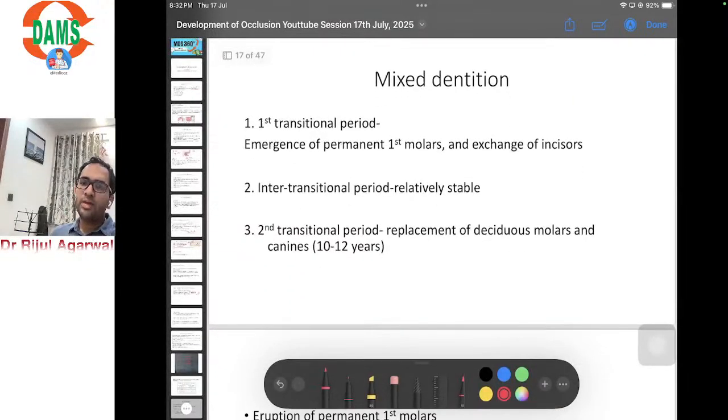Moving towards the mixed dentition stage. As I told you before as well, mixed dentition is divided into 3 stages: first transitional period, inter-transitional period, and second transitional period. The first transition starts from the emergence of the first molars and the exchange of incisors. The inter-transitional period is a relatively stable period with no exchange of teeth occurring, and the second transitional period is the replacement of deciduous molars and canines, occurring at the age of 10 to 12 years.